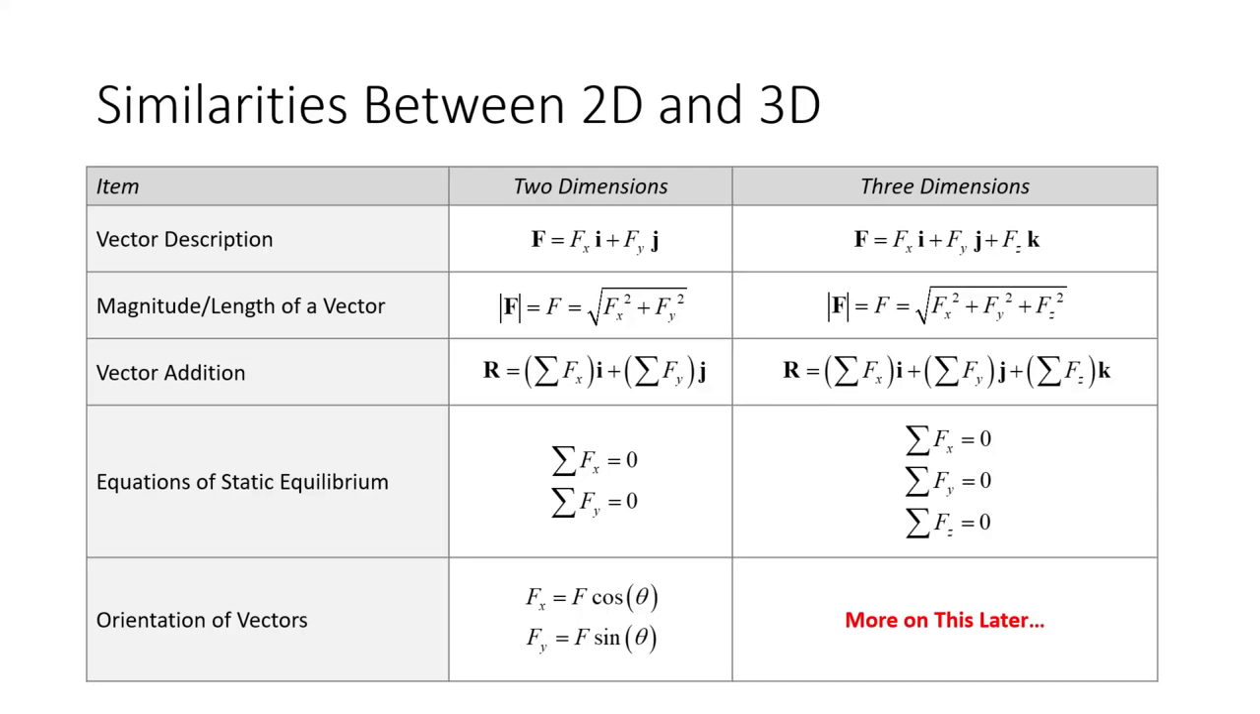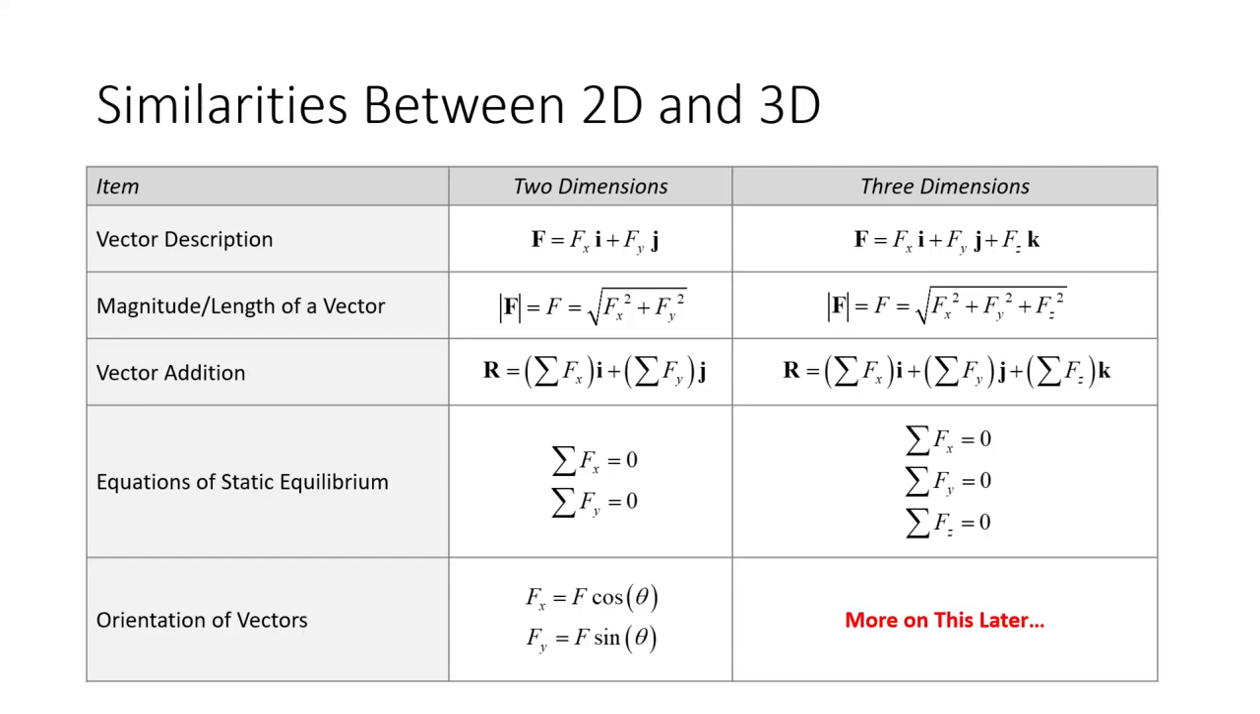Okay? What about the magnitude of a vector? How do we find the magnitude of a vector that's expressed in ij notation in 2D? We just use the Pythagorean theorem: the square root of the x component squared plus the y component squared. We just do the same thing in 3D. We just have another component. So it's the x component squared plus the y component squared plus the z component squared, and we take the square root of the whole thing.